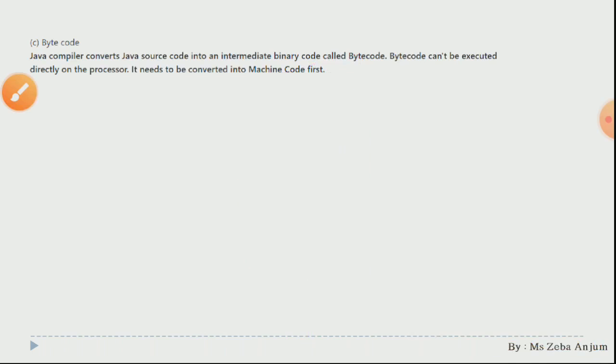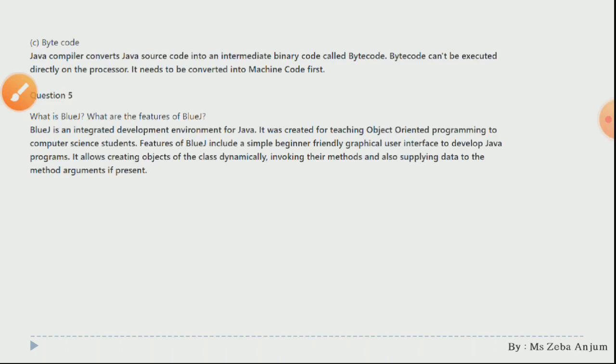Okay. See the fifth question. What is BlueJ? What are the features of BlueJ? See, BlueJ is an integrated development environment for Java. It was created for teaching object-oriented programming to computer science students. Features of BlueJ include a simple beginner-friendly graphical user interface to develop Java programs. It allows creating objects of class dynamically.